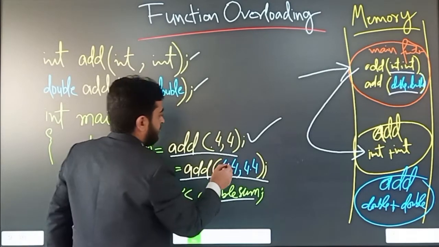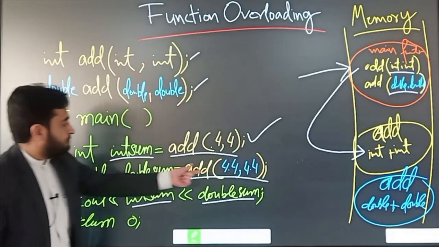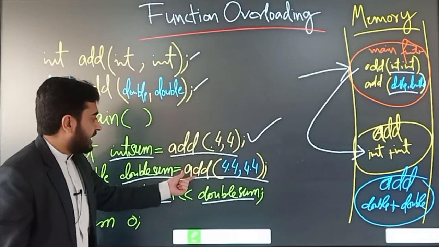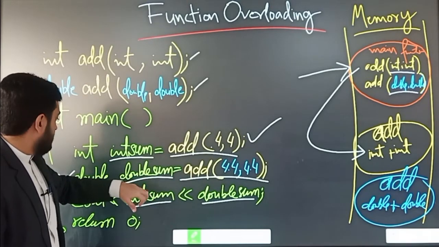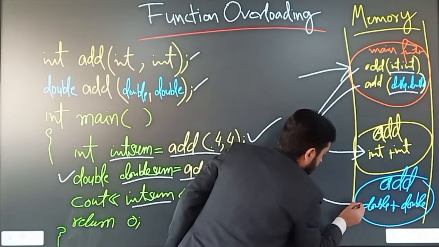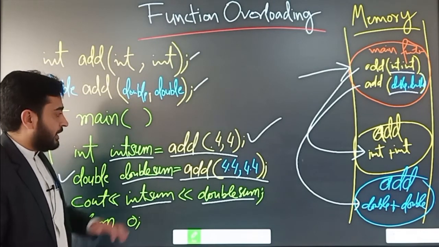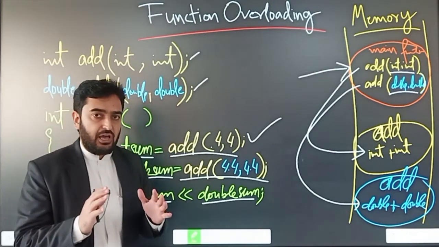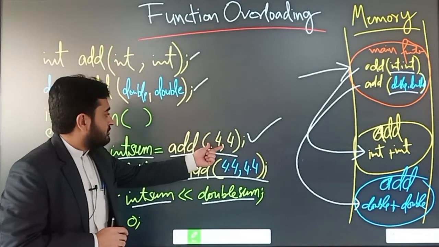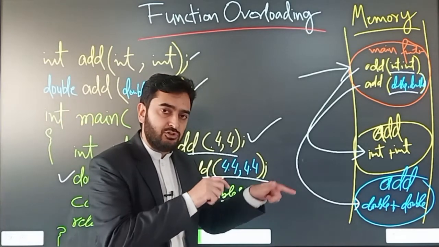And in the second statement, you can see we are passing two arguments of type double. So in this case the execution will call the function where the parameter list has double type. In this way the execution will automatically decide, from the type or number of the parameters, which function has to be called.